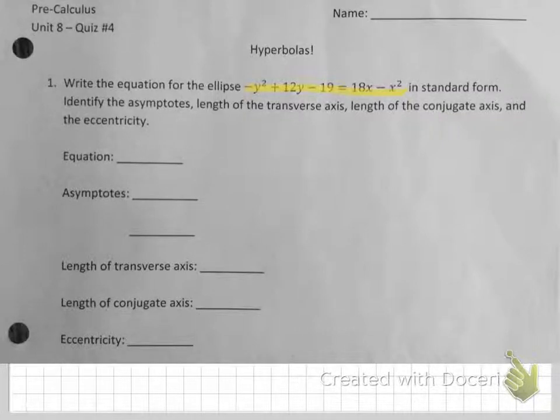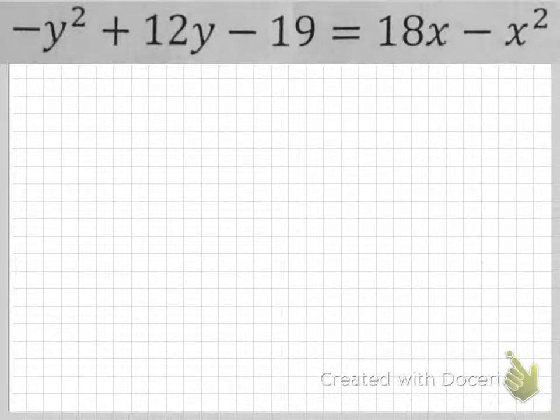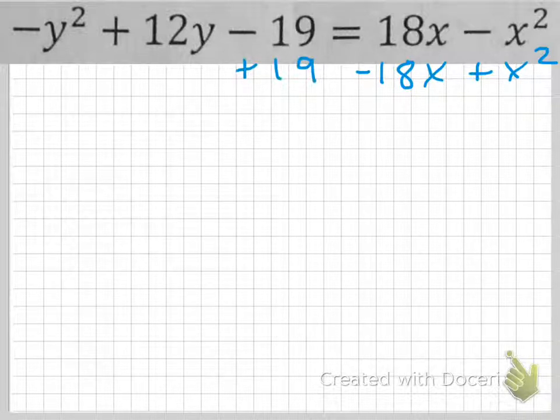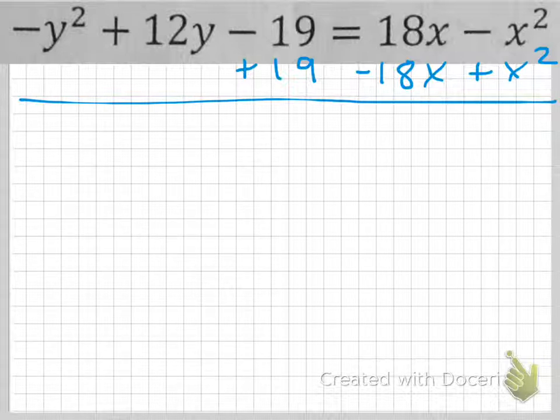We're going to need to get our x's and y's on the same side of the equation, and then maybe complete the square. So I've got x's on the right, y's on the left. So I'm going to add this x squared, I'm going to subtract this 18x. I'm also going to take this 19 and add it to both sides, so that I get that 19 on the right and my x's on the left.